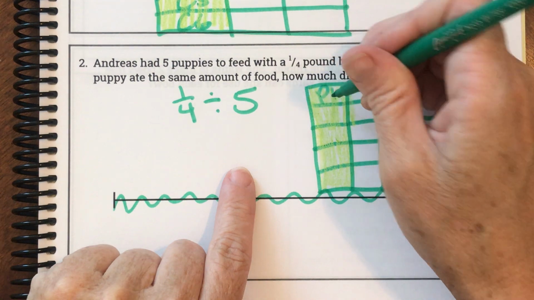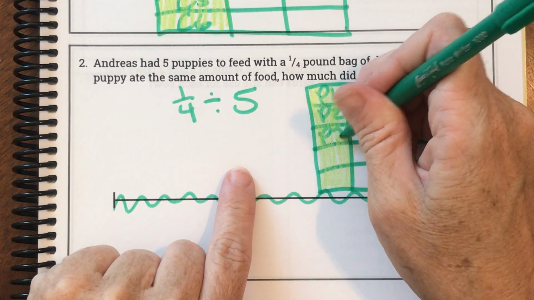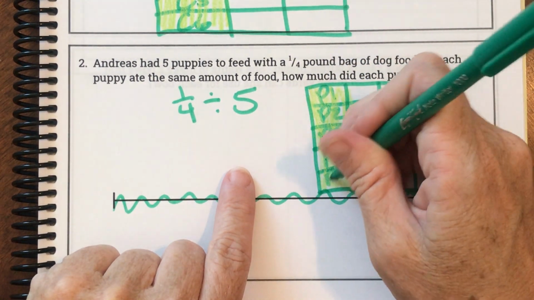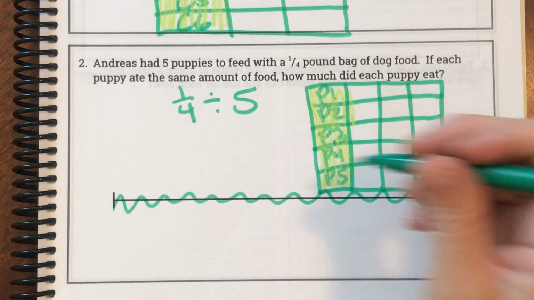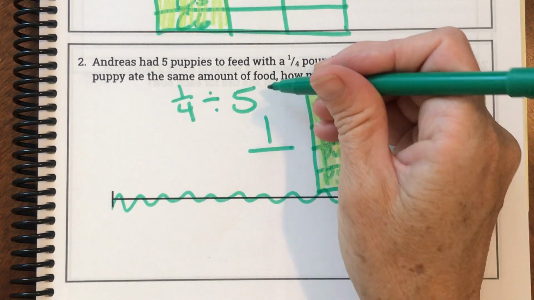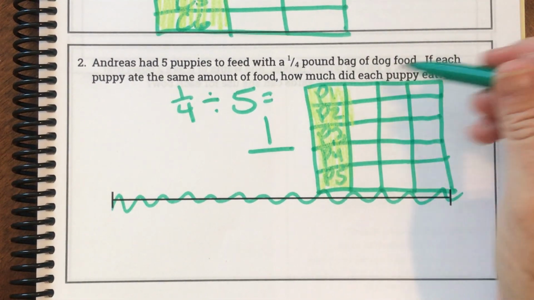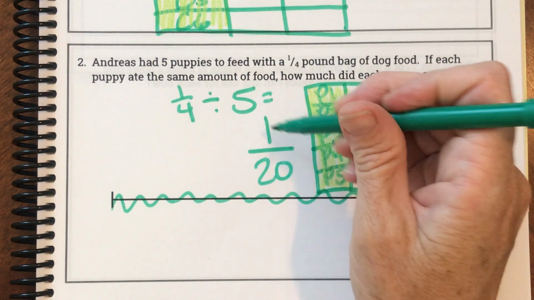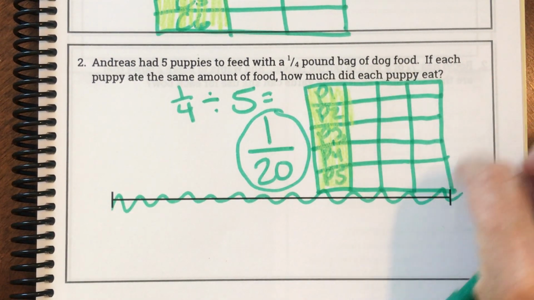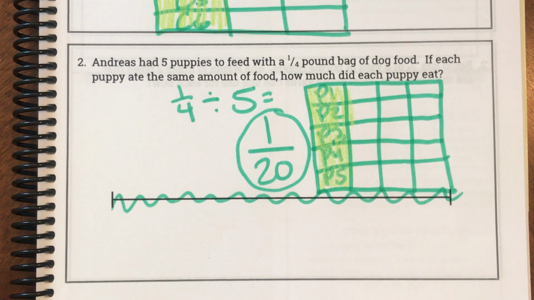So this would be puppy 1, puppy 2, puppy 3, puppy 4, and puppy 5. Okay, so each puppy only gets 1 piece out of how many are there? Well, if there's 5, 5, 5, and 5, there's 20 pieces. So each puppy gets 1 out of the 20 pieces.